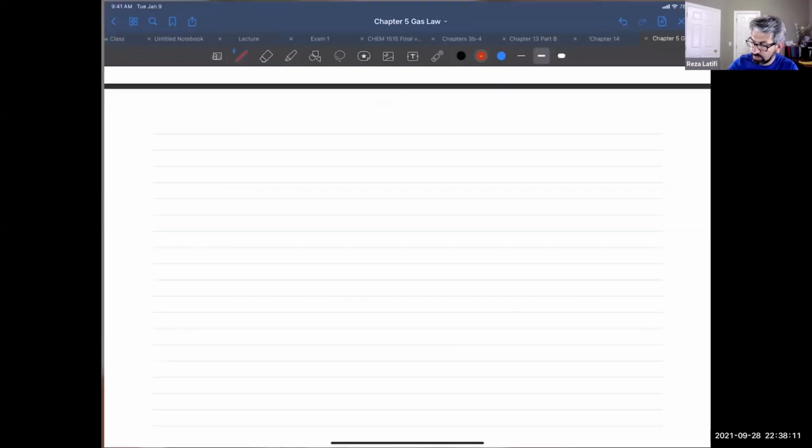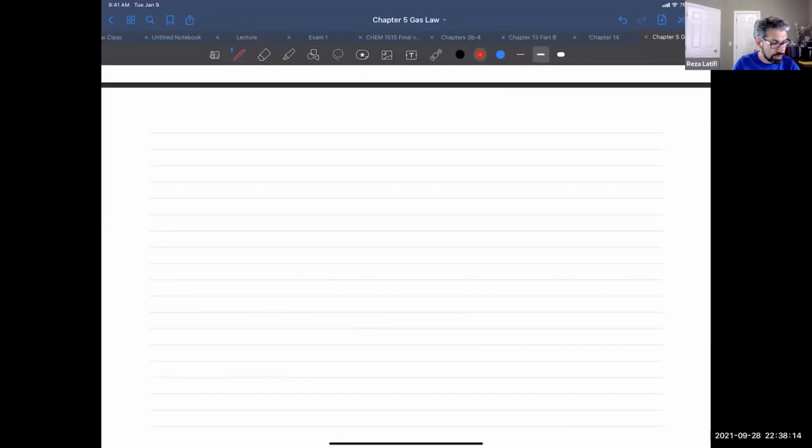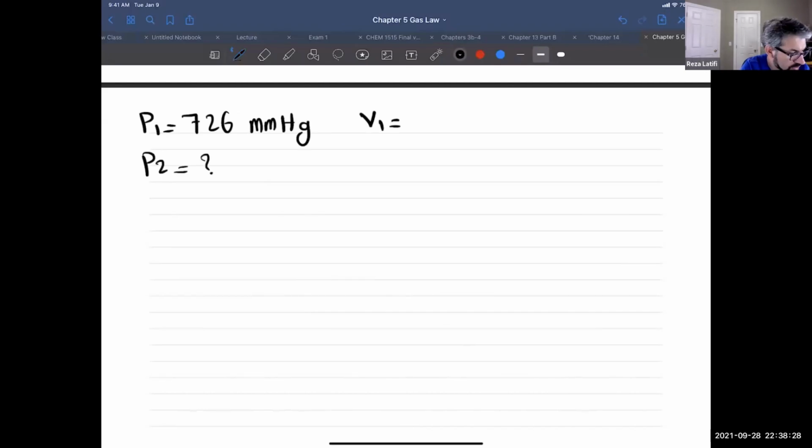Okay, so we go with this. We have P1 equal to 726 milliliter of mercury. P2, we don't know it. V1, it says, was 946 milliliter, and V2 was equal to 154 milliliter.